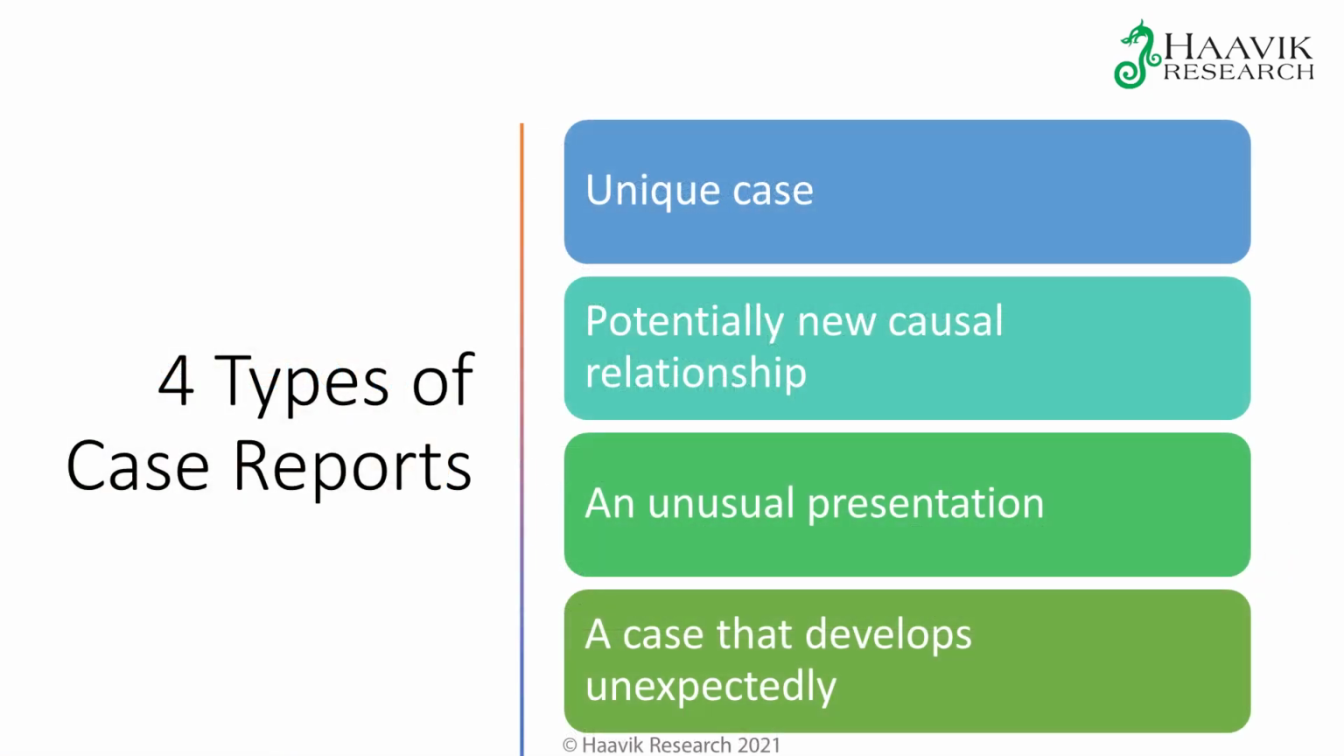There are four main types of case reports. One is the unique case that has not been described before or has very rarely been described. Two is a case that describes a potentially new causal relationship between two or more conditions. And I emphasize here a potentially new causal relationship. Remember that you can't show causality with a single case. The third one is a case that describes an unusual presentation or pattern of a previously recognized condition. And fourth is the case that develops unexpectedly, and that could either be positive or negative. So either an adverse event or sometimes those miracle changes that we sometimes see in practice.